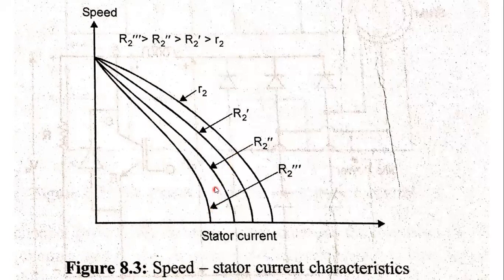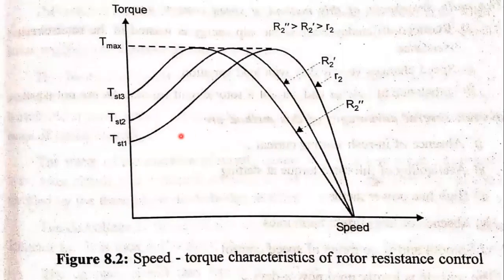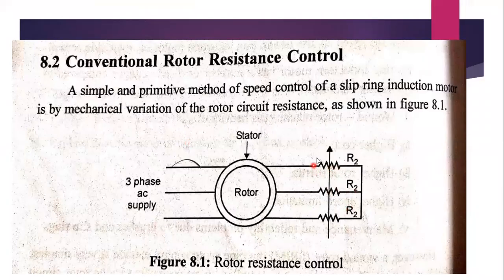Understood? So in this way, this slip ring induction motor can be controlled. This is called the conventional rotor resistance control method, where we control the motor by varying the rotor circuit resistance.